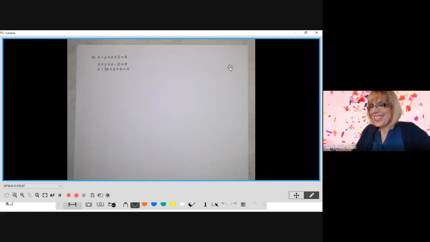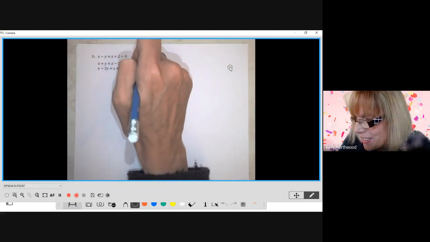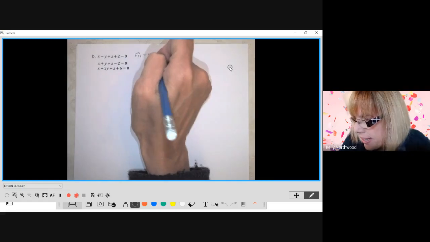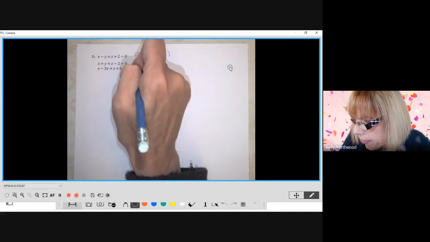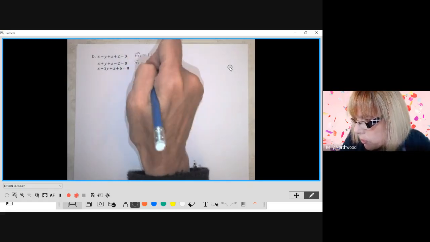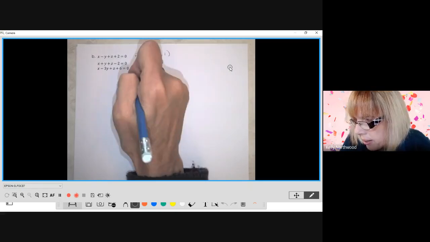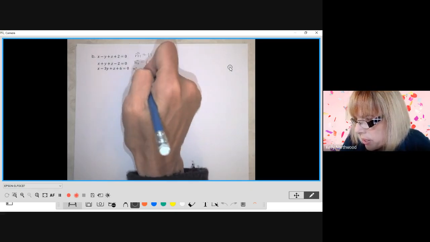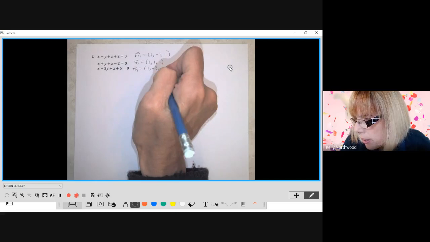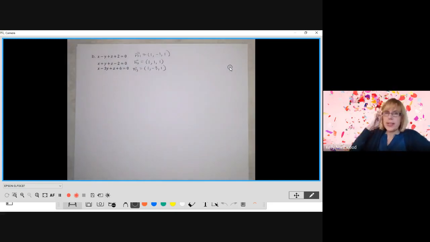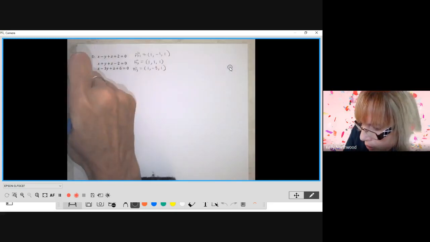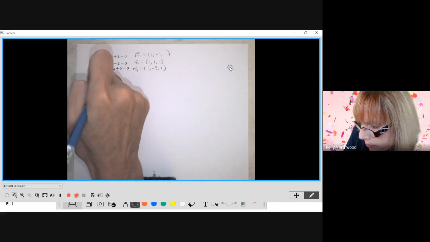Okay, second question. First normal is 1, negative 1, 1. Second normal is 1, 1, 1. Third normal is 1, negative 3, 1. And they're not scalar multiples, so now we're going to check, are the normals coplanar?